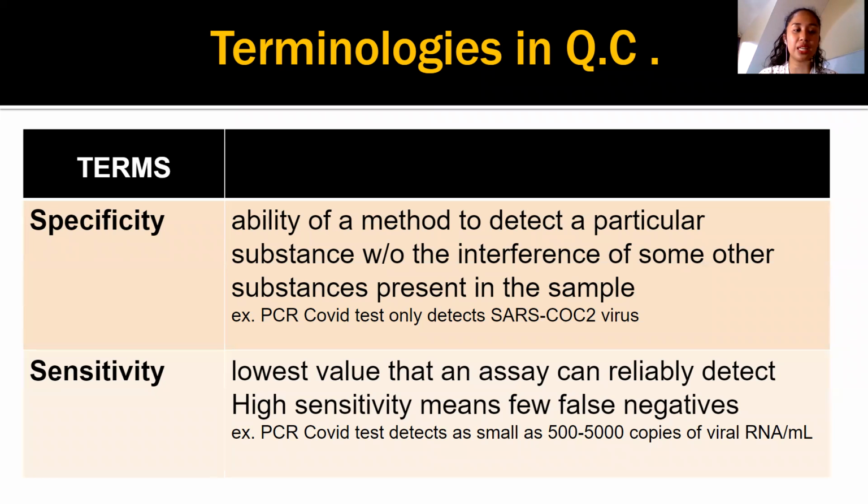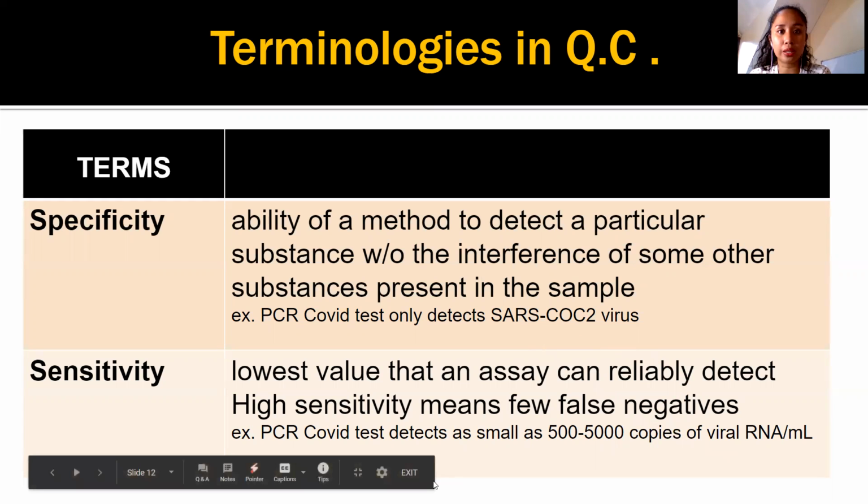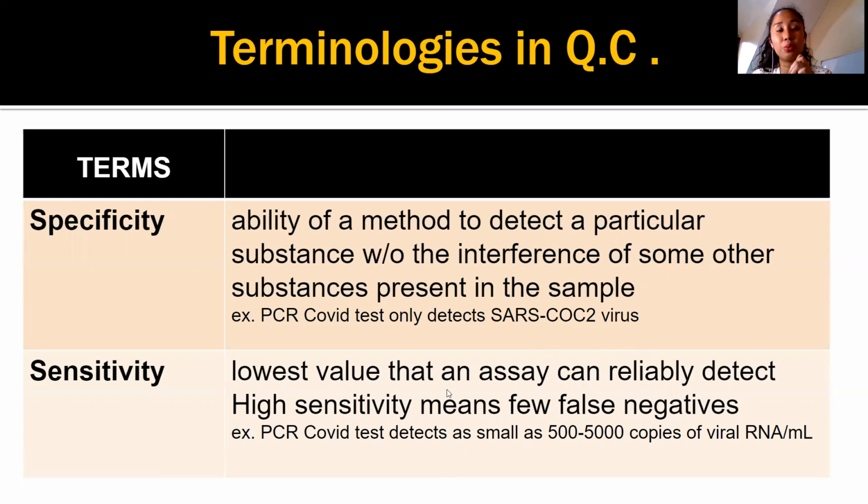So, class, some tests need more viral load copies, more than 5,000 copies, for the test to detect them. But the PCR, class, is very sensitive that it only needs 500 viral RNA copies. Actually, 500 is few. So sensitive means it can detect even the smallest substances. For example, class, drug testing.